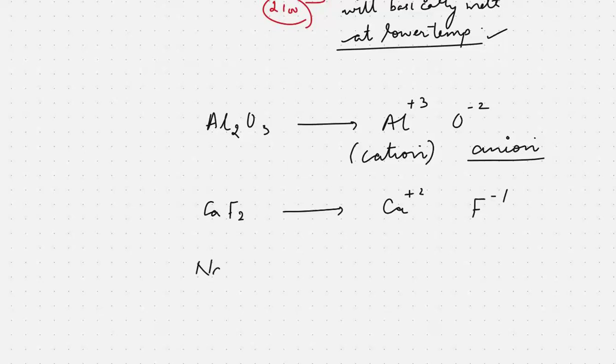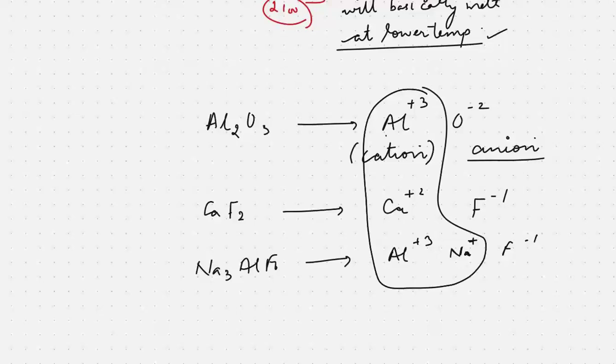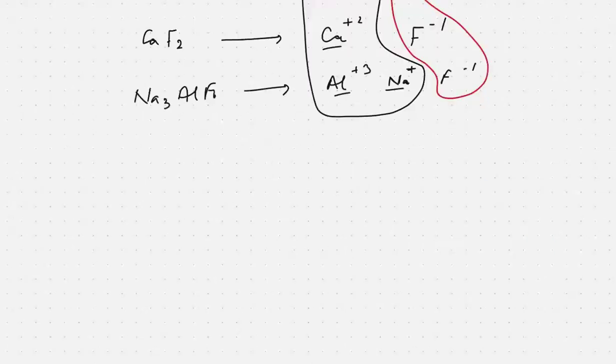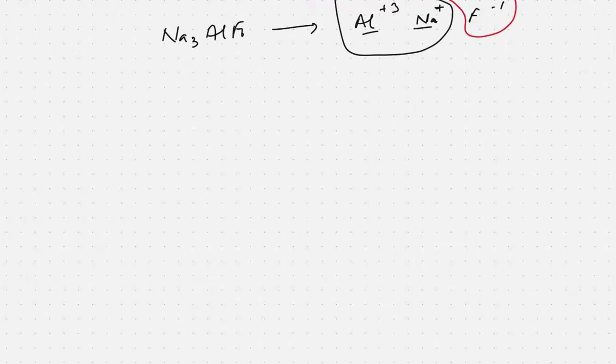And we are also adding Na3AlF6. When this breaks, it gives me Al plus 3 ion, it gives me Na plus ion, and it also gives me F minus ion. Am I right or not? Yes. Got the point? Yeah. So now you understand, for the namesake of electrolysis, I have three cations: aluminium, calcium, and sodium. And I have two anions. Got the point? Yeah.